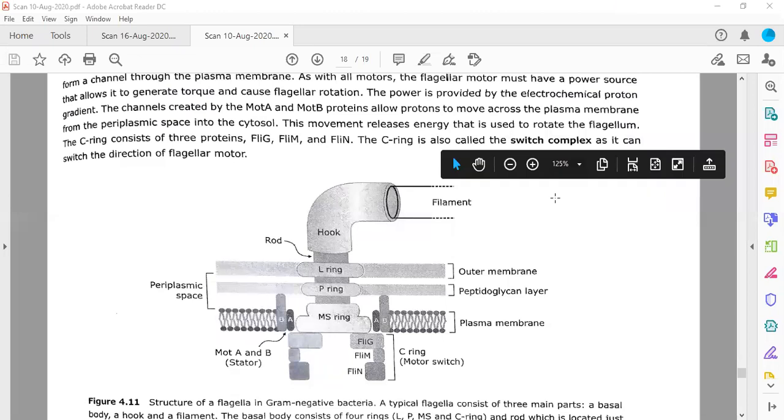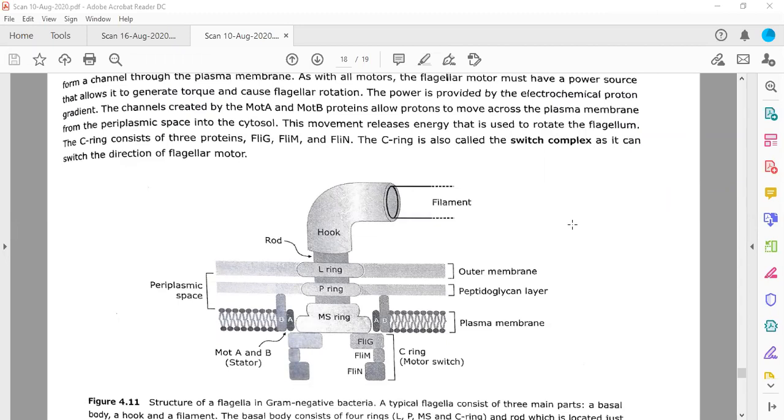And they are not involved in the consumption of nutrients. The bacteria is having some other ways to consume the nutrient. Okay.